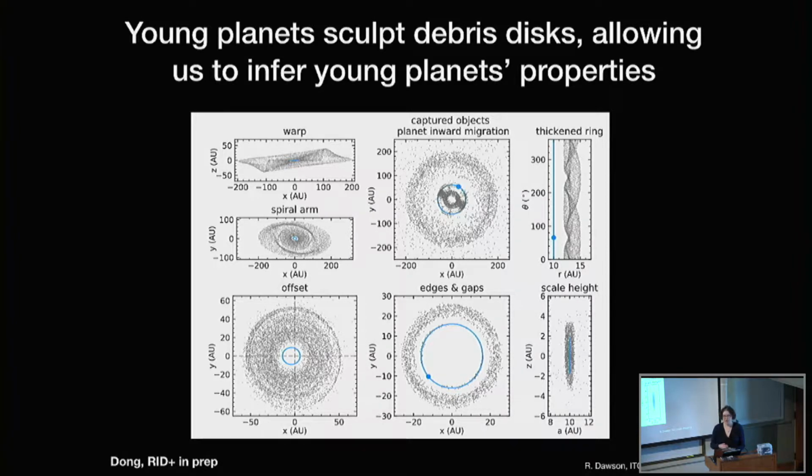So here I'm showing a gallery of different simulations of different types of debris disk features by DJ. And for each of these features, we can use it to learn something about the planet that created the feature, like its mass or its orbit. And sometimes this works really well.